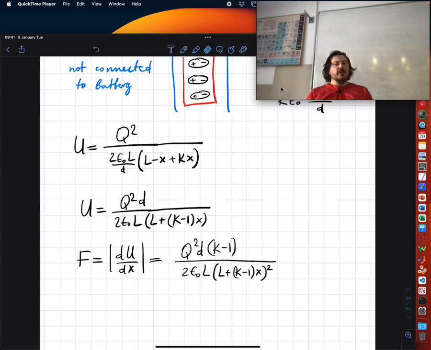It's a bit harder when you have this connected to the battery. Hocam, we can't do it with E times Q, right? F equals E times Q.